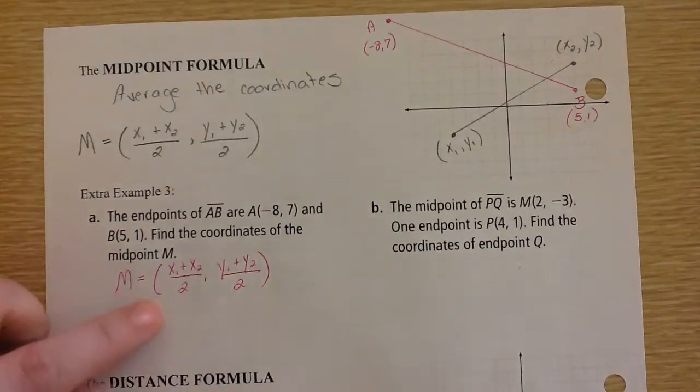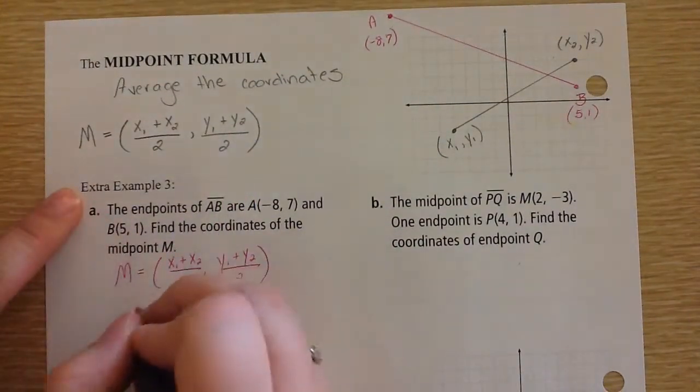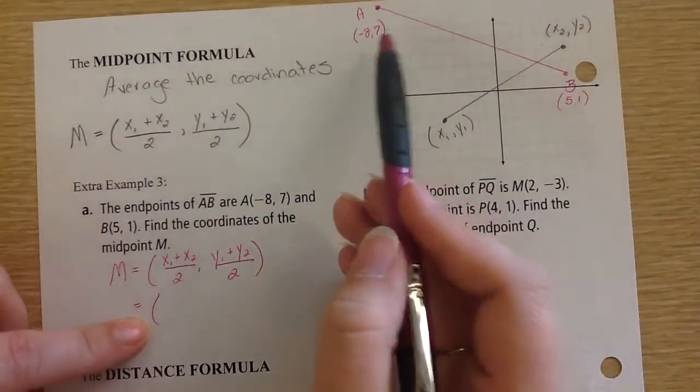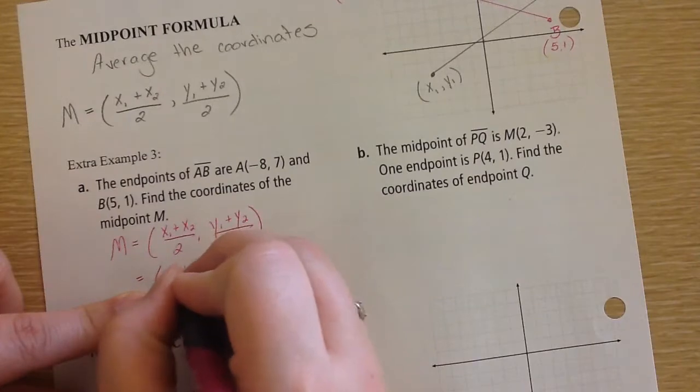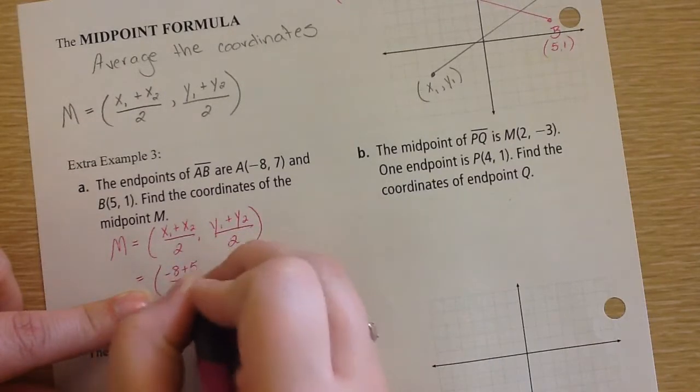Okay. So now I need to take my x's, add them, and divide by 2. So let's just plug it in. So let's take my x's. It's a -8. My x here is 5. So let's take -8 plus 5, divide it by 2.